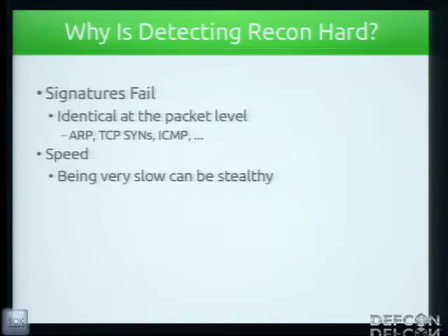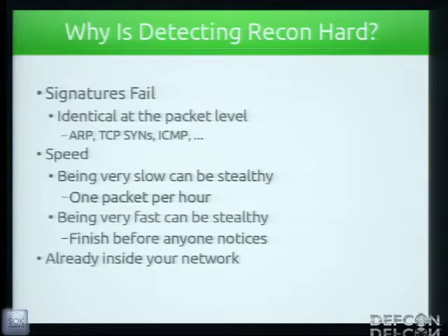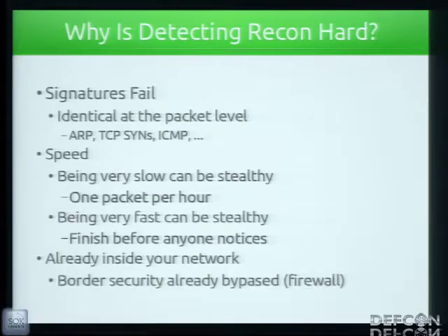Some other reasons it's hard are that speed is an issue, right? You can be really, really slow, and that can be stealthy. You can send a packet a day or something like that. Or you can be really, really fast and call that stealthy and just finish before anybody notices. There's not really any rhyme or reason. There's not any speed that reconnaissance has to be at. And also because the guy is already inside of your network, your border security is kind of completely pointless. Even if you had some awesome signatures at the firewall at the top of your network, it wouldn't be any good because the traffic isn't going through that machine. So your border security is already bypassed.